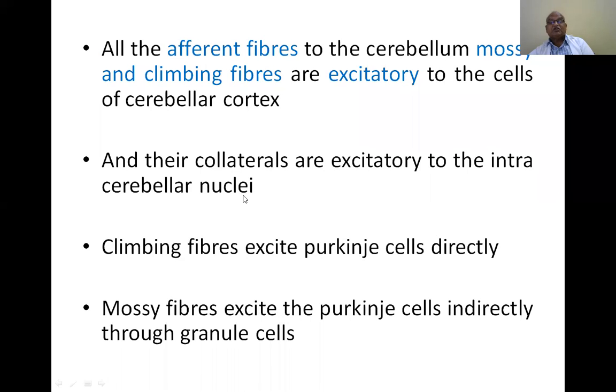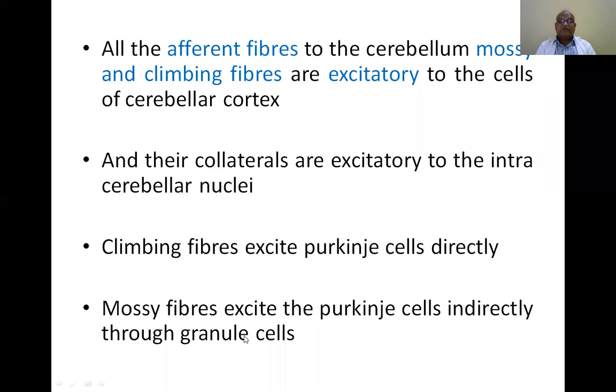All the afferent fibers to the cerebellum, mossy and climbing fibers, are excitatory to the cells of the cerebellar cortex. And their collaterals are excitatory to the intracerebellar nuclei. Climbing fibers excite Purkinje cells directly. Mossy fibers excite the Purkinje cells indirectly through granule cells.